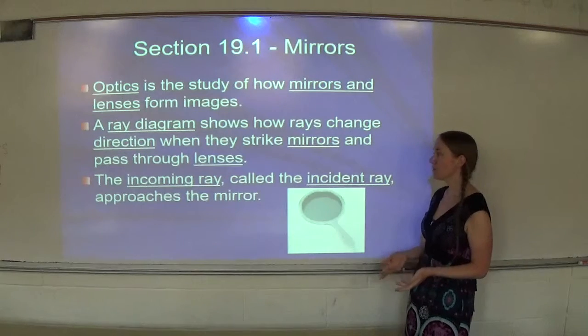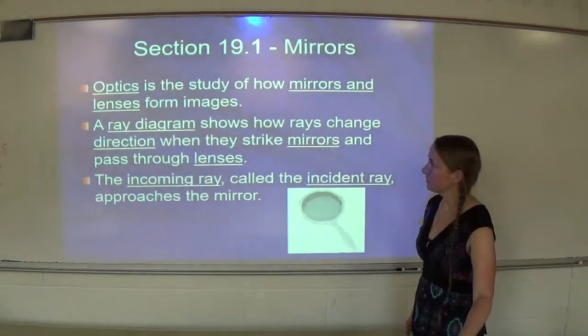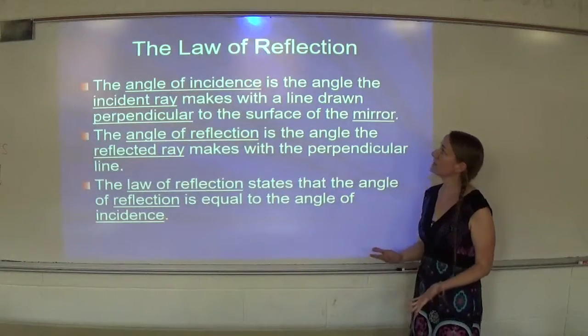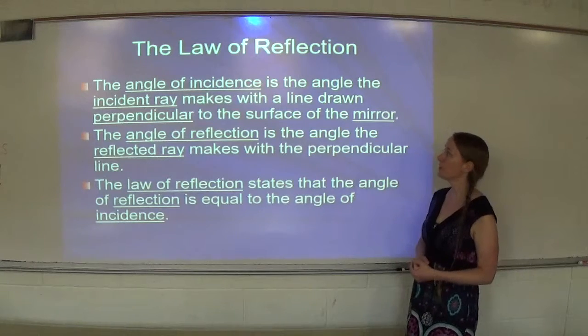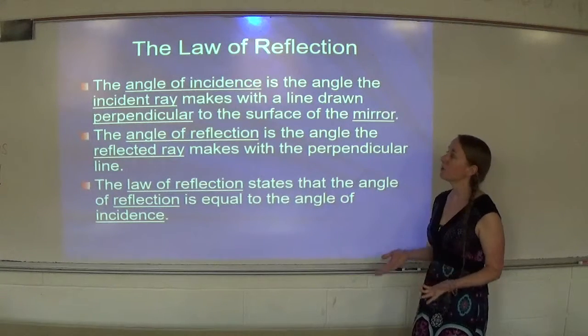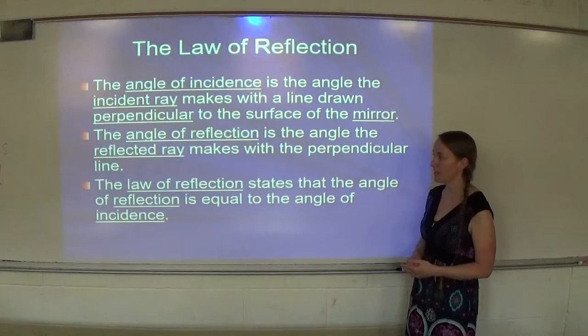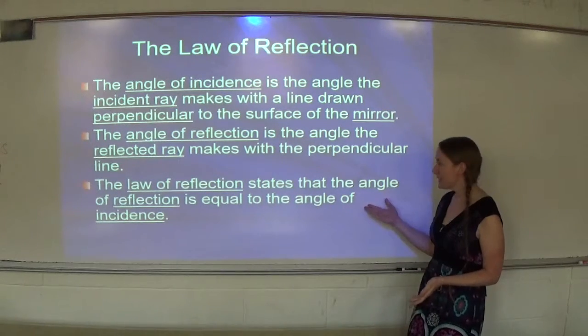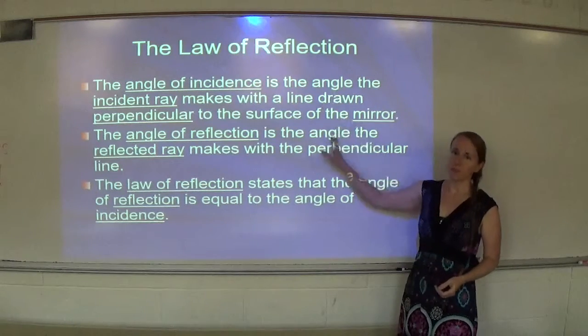The incoming ray is called the incident ray, and it approaches the mirror. The angle of incidence is the angle the incident ray makes with a line drawn perpendicular to the surface of the mirror. The angle of reflection is the angle the reflected ray makes with the perpendicular line. The law of reflection states that the angle of reflection is equal to the angle of incidence. So these are really wordy definitions.